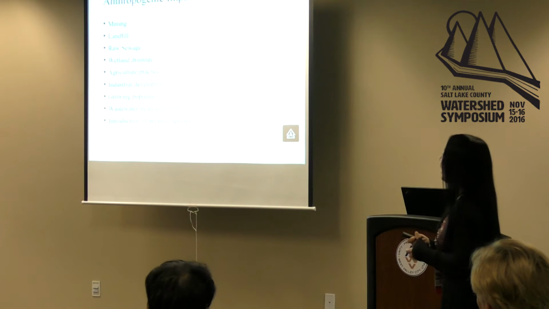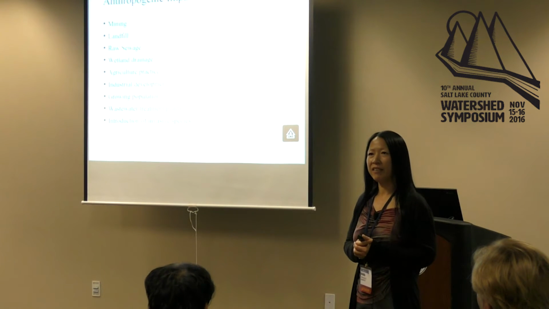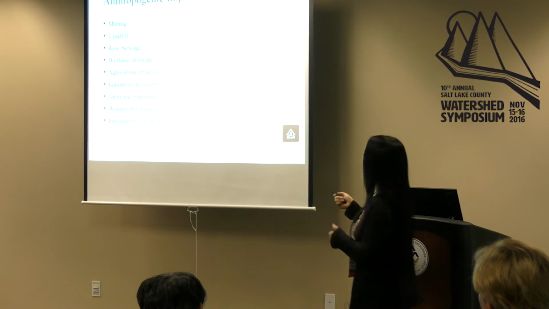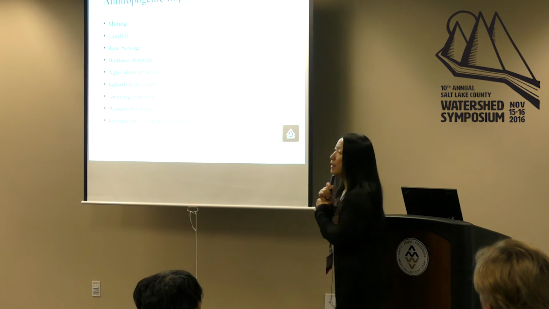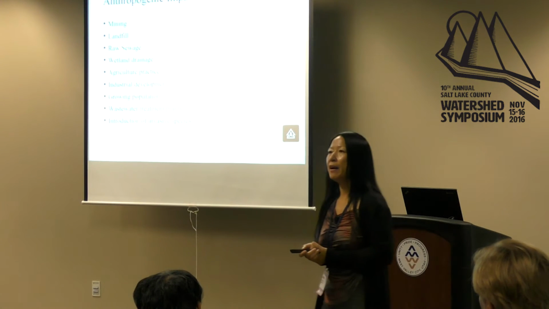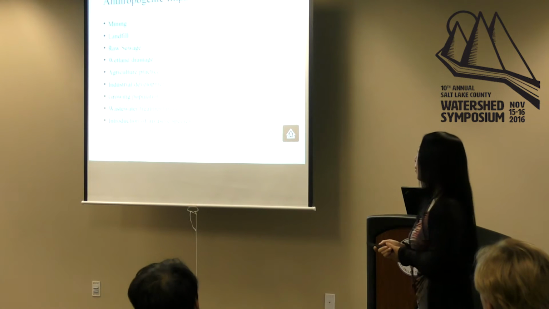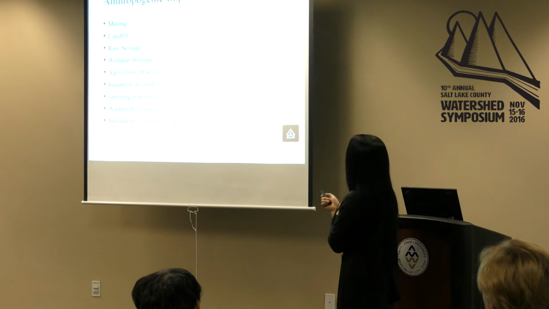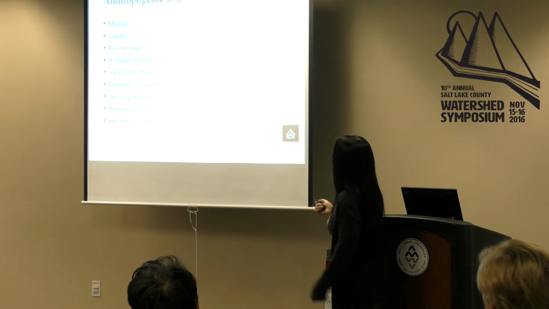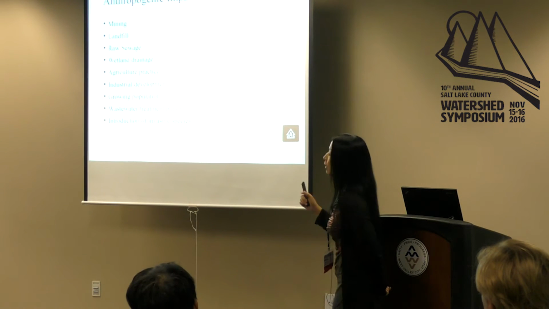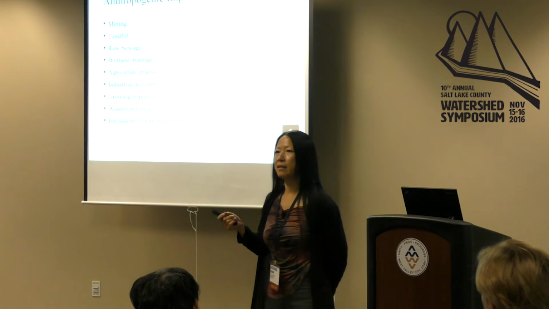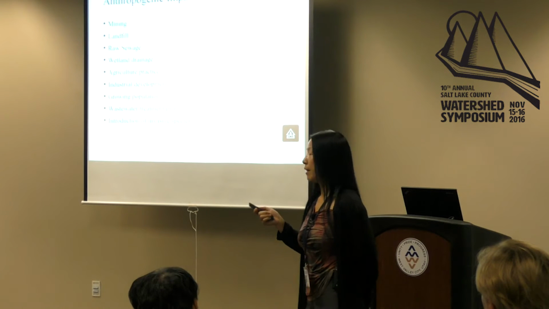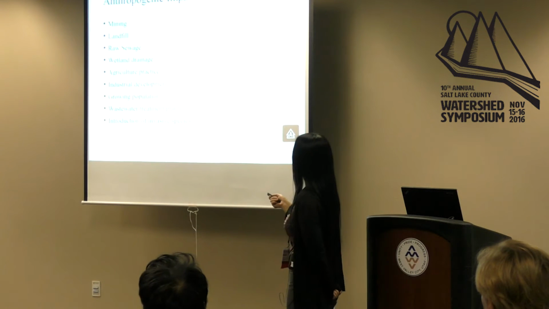So there is a list of anthropogenic activities. As you can see, we know most of them, but I want to emphasize here on my maps. Later on, I'm going to show you the mining locations, and we are going to take a look at the irrigation lands, where the lands are around the lake, and also the wastewater treatment plants.